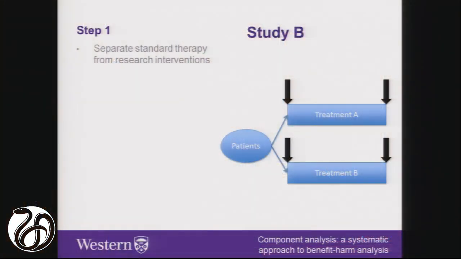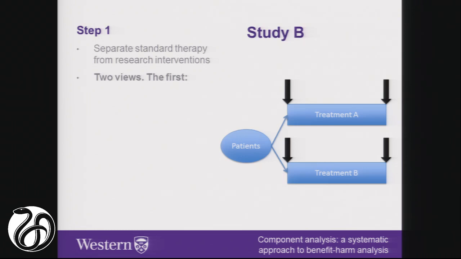So then, what about study B? Well, step one here is to separate standard interventions, standard therapy, from research interventions. Here's where we get into conflict about how to think about things. There are two views about how to do this correctly. Let me present one view, and then I'll present the other view.